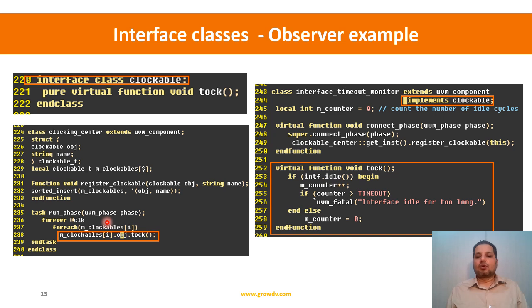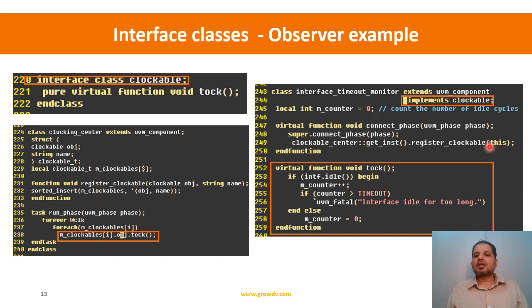Once it gets into this dynamic array, then what I am doing here is in the run phase, don't worry about this, focus on this. So forever at clock, meaning on both the posedge and negedge, for each of these clockable objects that have been registered, I am calling m clockable of I dot object dot tock. So what happened? If multiple guys like this had registered, all their object instances had gone into this particular queue, and for each one of them, tock gets distributed.